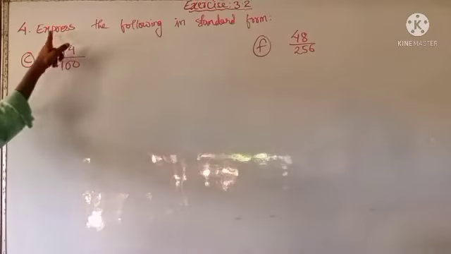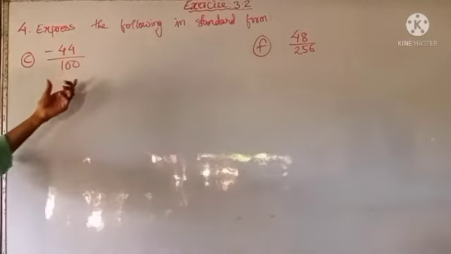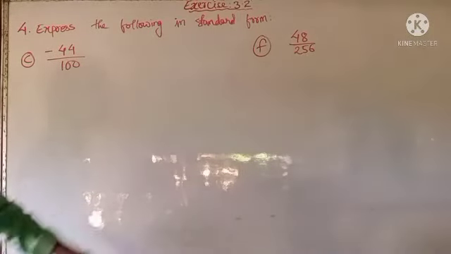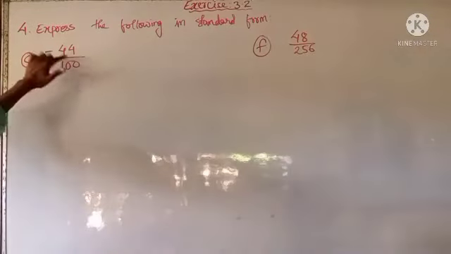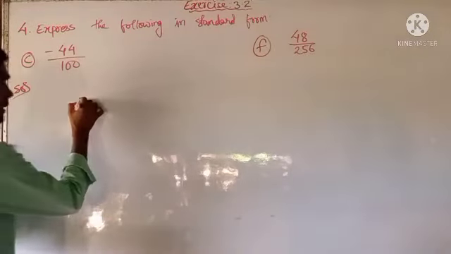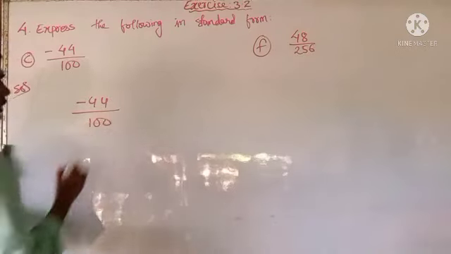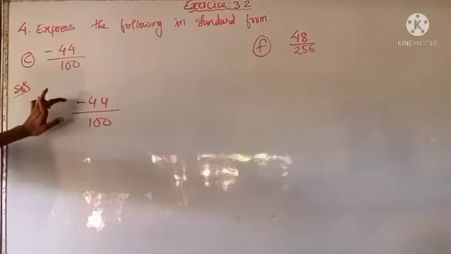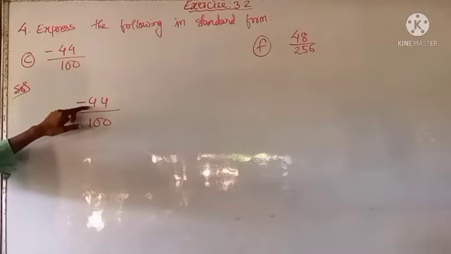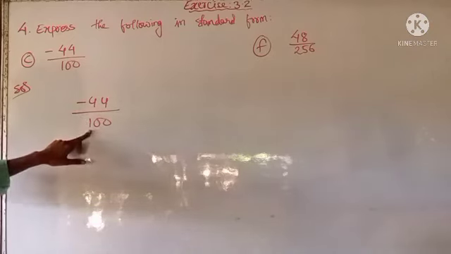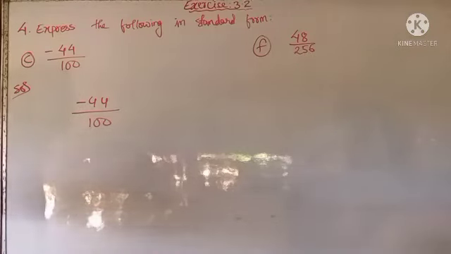Question number 4 here, express the following in standard form. We are asked to express these given rational numbers in the standard form. Option number C here, that is minus 44 by 100. Now we will divide them by their common factors. Here 44 is divisible by 2 and 100 is also divisible by 2. So we will divide both numerator and denominator by 2.